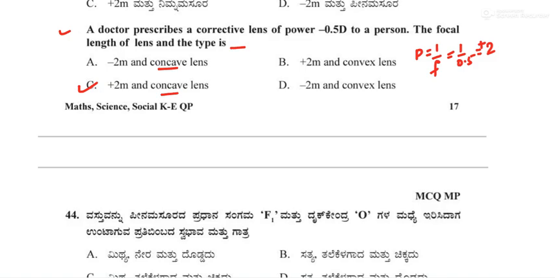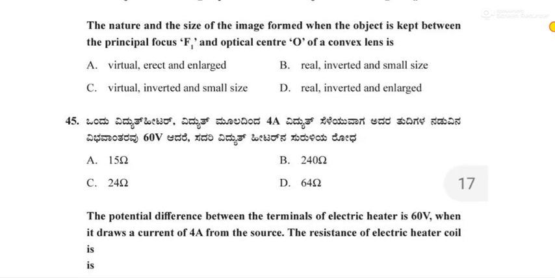Moving to our next question. It is question number 44. What have they asked? The nature and size of the image formed when the object is kept between the principal focus and optical center O of a convex lens is dash. Yes, so it is option number A, virtual, erect, and enlarged.